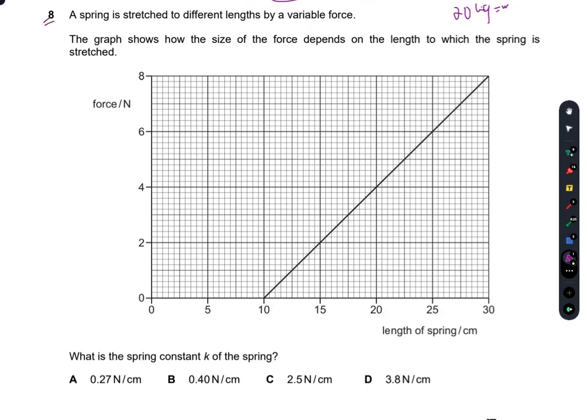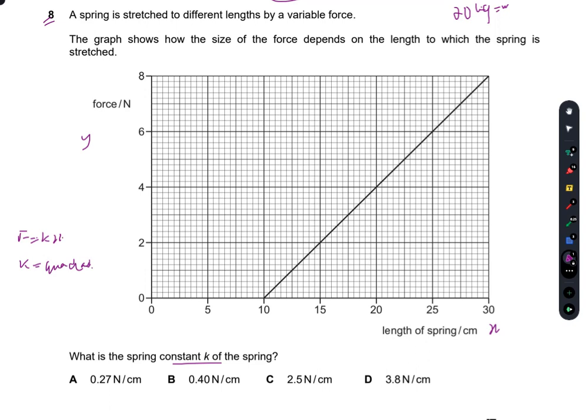Question number 8 is: a spring is stretched to different lengths by a variable force. The graph shows how the size of the force depends on the length to which the spring is stretched. Now, the force is on the y-axis and the extension is on the x-axis. Now what is the spring constant K of the spring? Now I know that F is equal to Kx, where K is the gradient. So K would be the gradient here. I know this. And how can I calculate the gradient here?